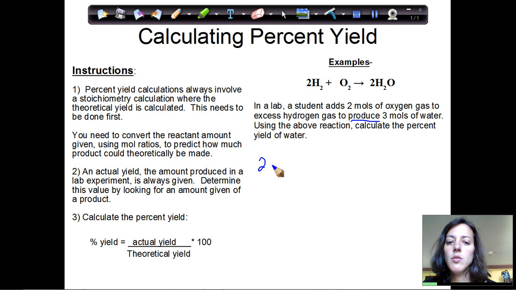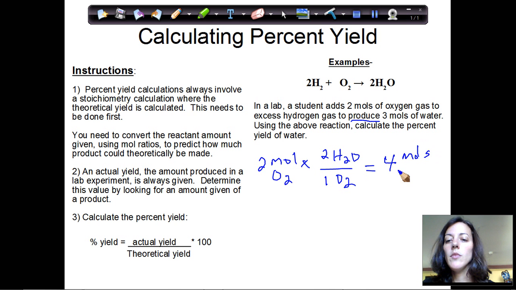Alright, so we have 2 moles of O2. We're going to set that up. We want water. It's a 2-to-1 ratio, 2 H2Os for every 1 oxygen. If we do the math, 2 times 2 divided by 1, we end up with 4 moles of water. That's our theoretical yield. That's how much we should have made. We actually made 3 moles. So now we can calculate the percent yield using this equation.